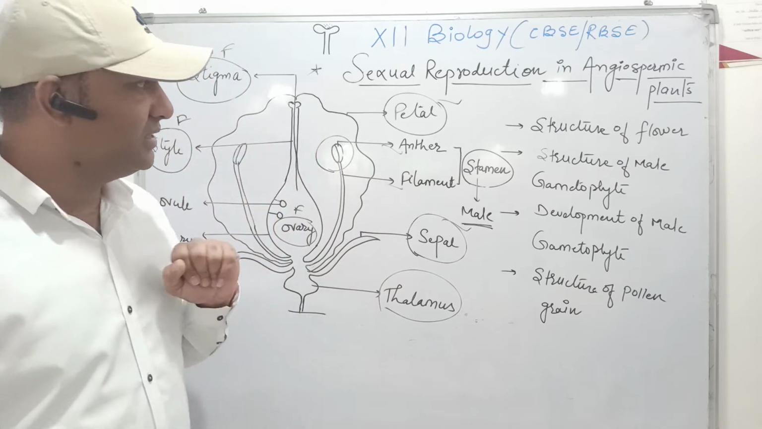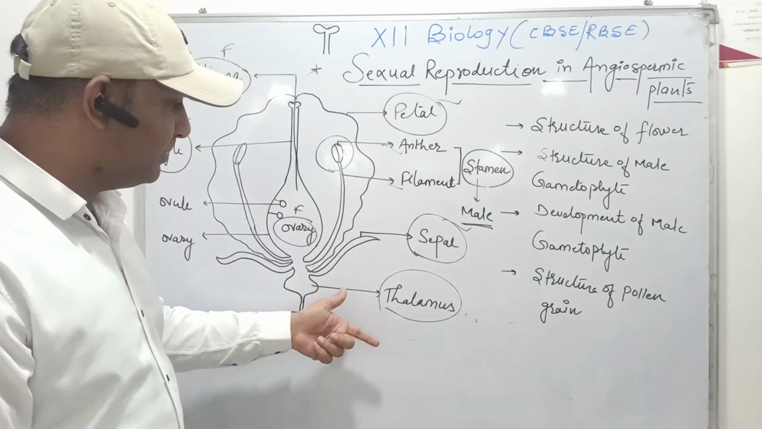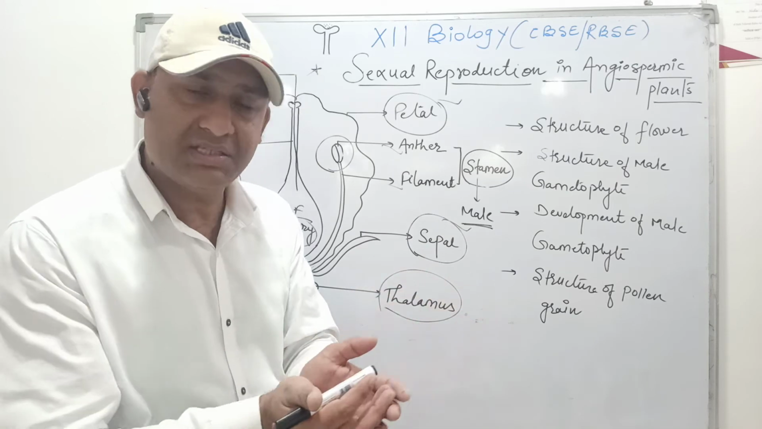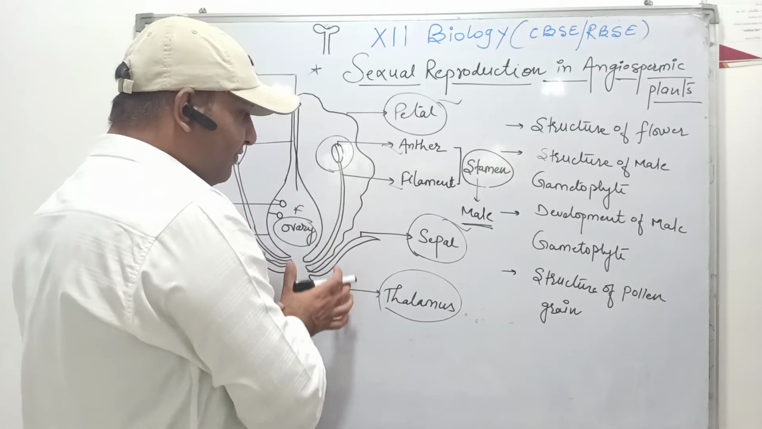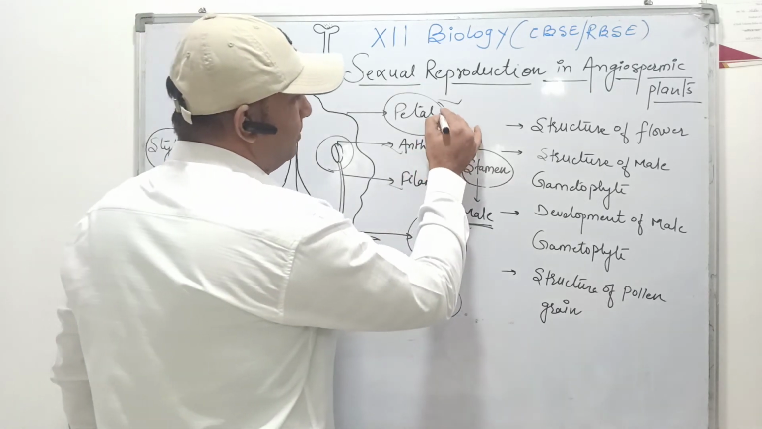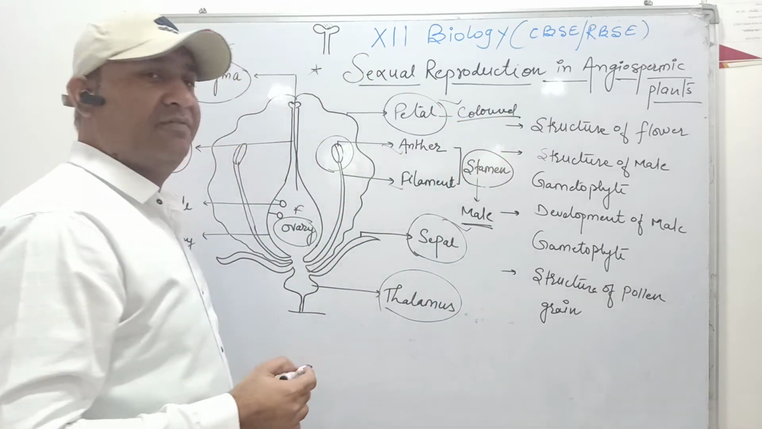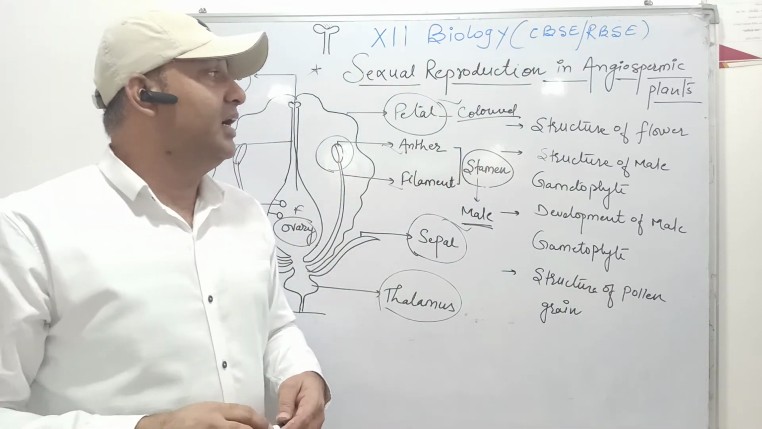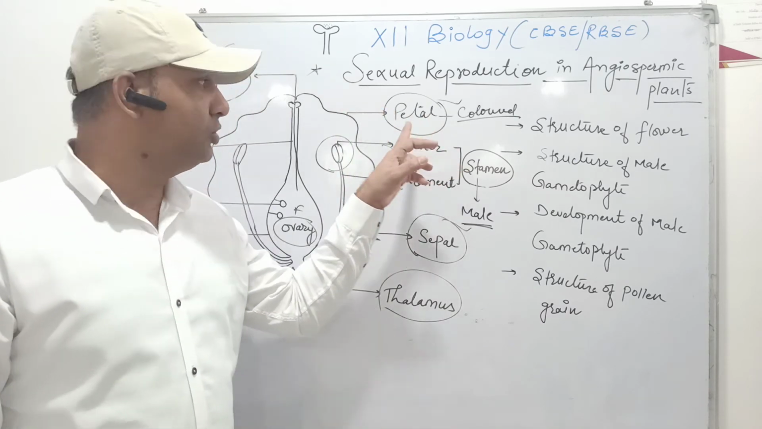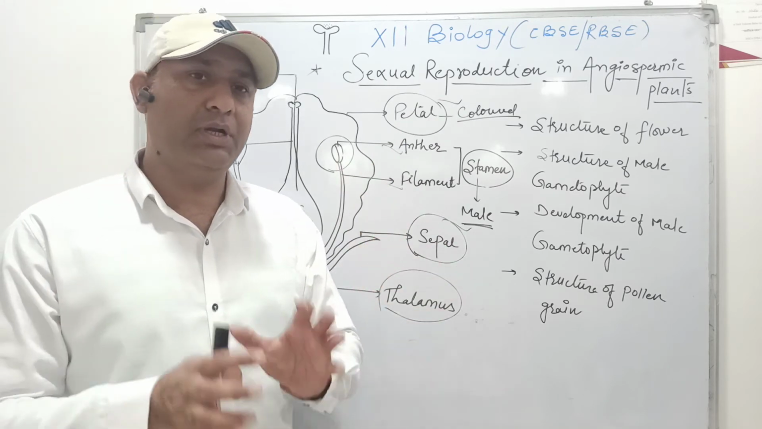Next we take the accessory parts in angiosperm plants: petal, sepal and thalamus. As I explained, the thalamus just holds the complete flower. Clear? It is a bag-like structure, so it holds the complete flower. Then sepal and petal. The petal, as we know, is the colored part. It is the colorful part of the flower. It fascinates the insects for pollination. The speciality or function of petals is that they attract the insects for pollination.